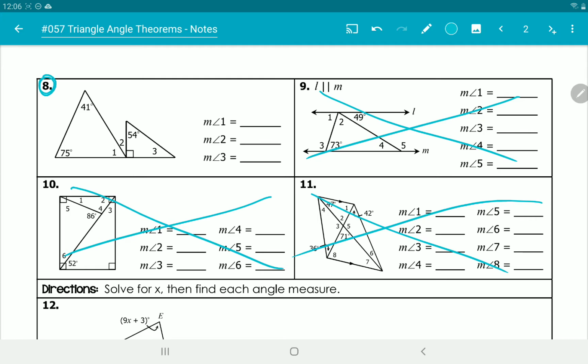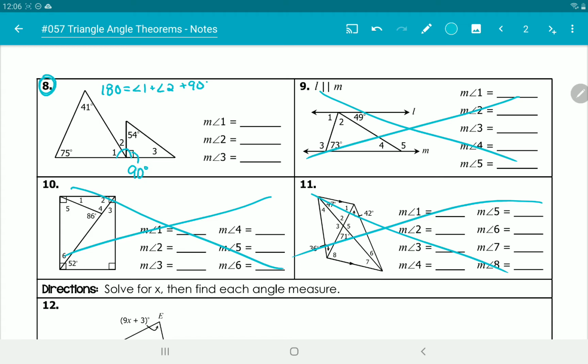Okay? So again, we know that this one's a 90-degree angle because it has the little right angle mark. We can see that angles 1, 2, and this 90-degree angle are going to give us a straight line. Straight line is 180 degrees. So we're going to have angle 1, angle 2, and this 90-degree angle. Okay?